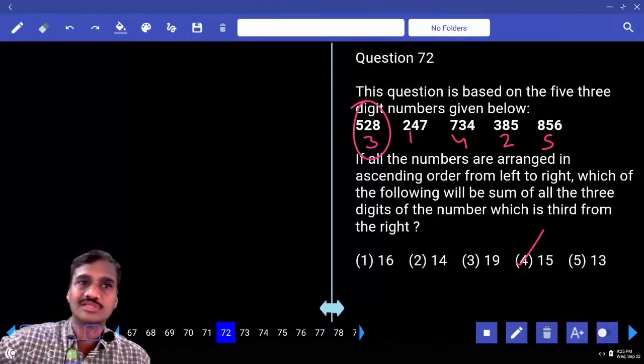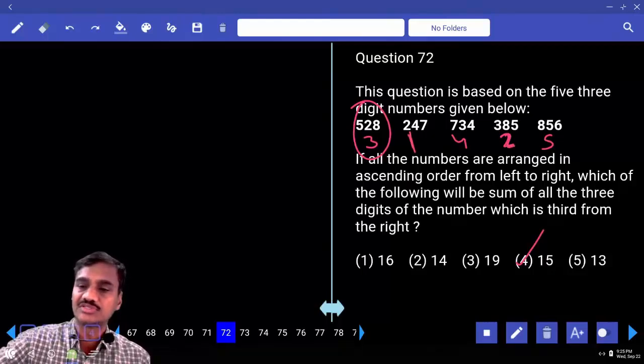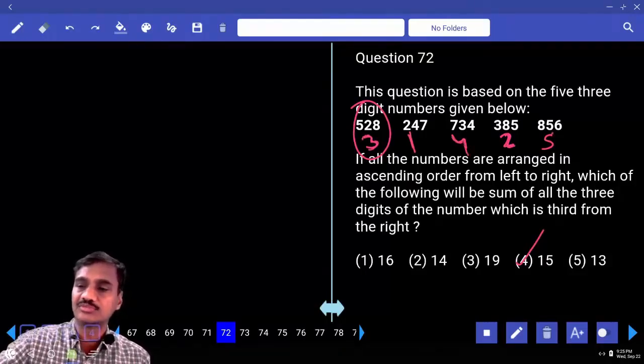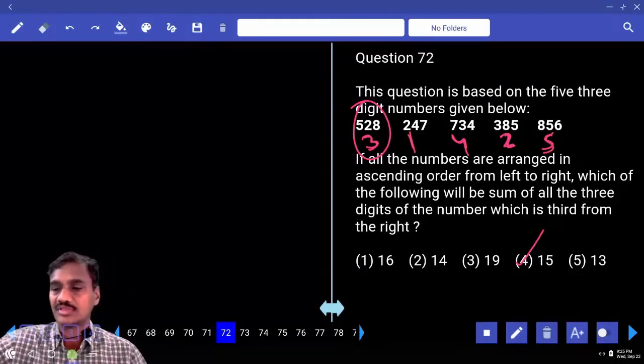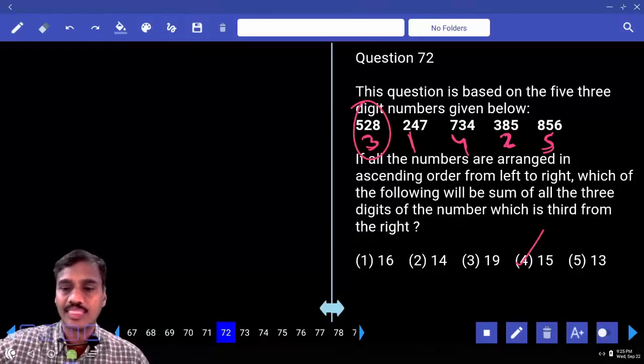Is that fine? We arrange all these numbers in ascending order. Instead of writing the numbers again, what are we doing? We are giving numbering. 1, 2, 3, 4, 5. In that, the lowest number is 247, next highest 385, next 528, then this one 734, and the highest is 856. Then which of the following will be the sum of all the three digits of the number which is third from the right? Third from the right, highest, second highest, third highest, middle number.